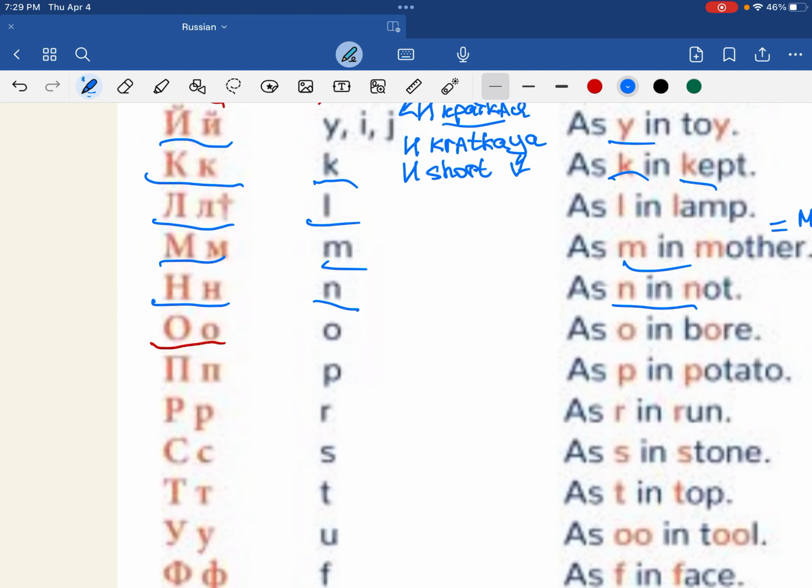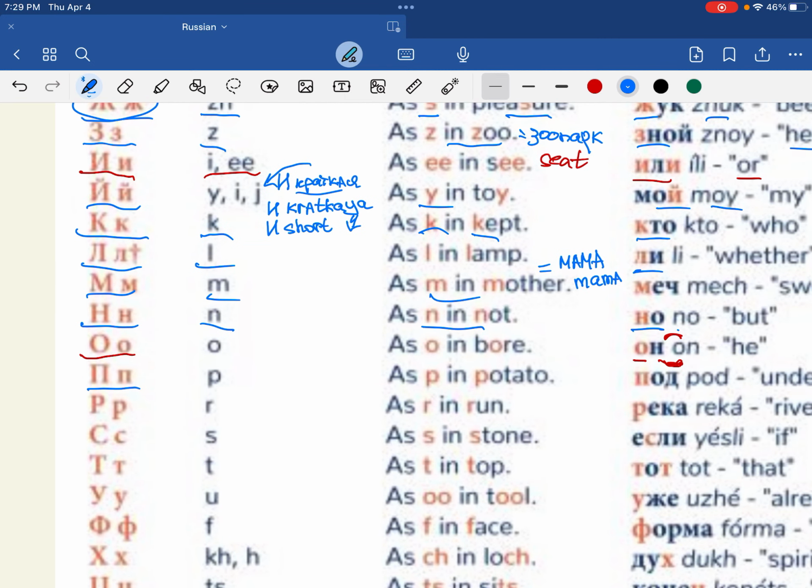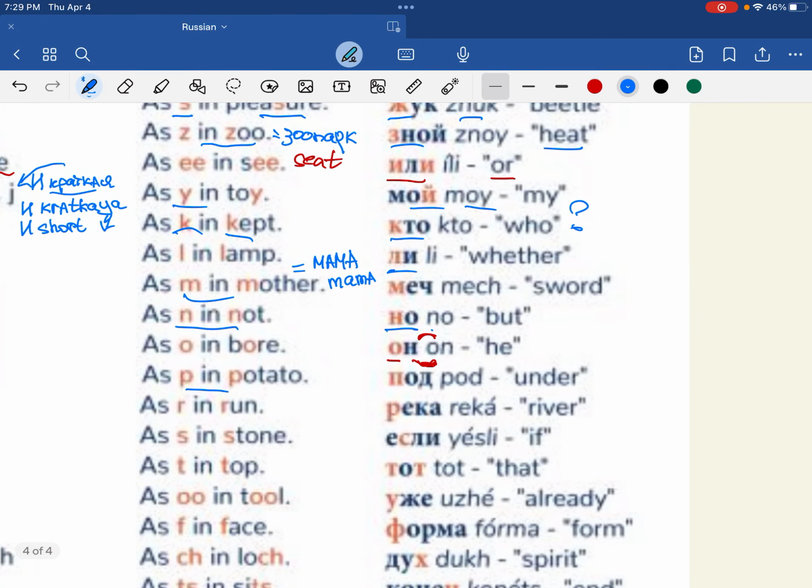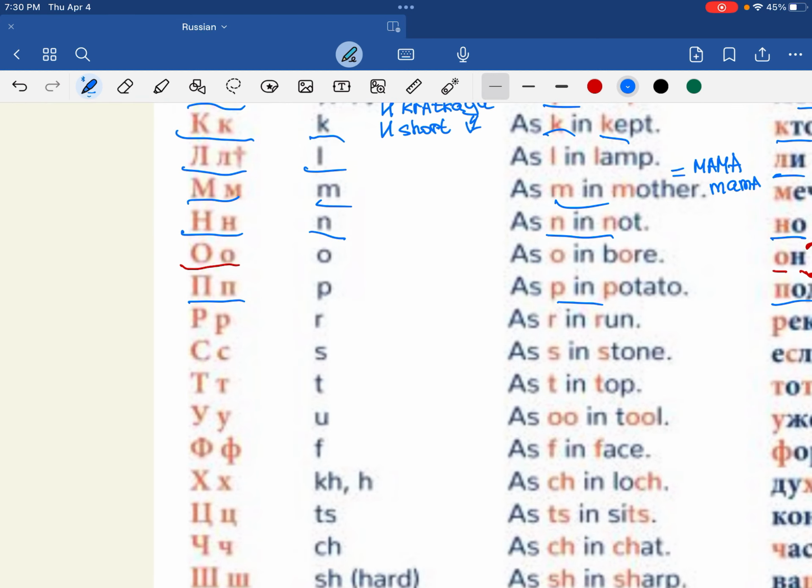The next letter is P. In Russian, it's pronounced like P, as a short sound. In English, it would be pronounced like P in potato. Here you see a new preposition that you may learn right now, под. That means under. The next consonant is R. The sound is R. It's pronounced like run, but you should pronounce this word run with the Russian R sound, like run.